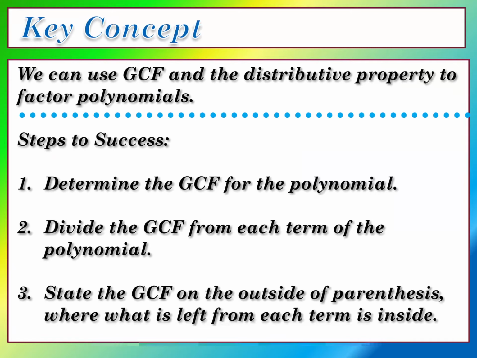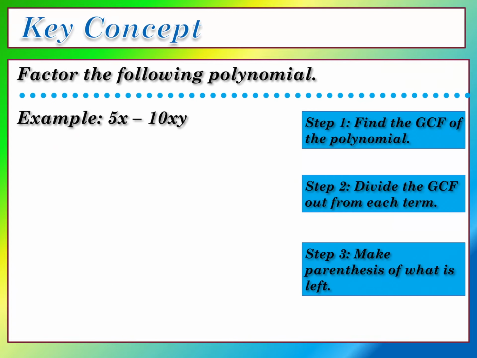Stating the GCF on the outside of the parentheses and then putting whatever is left inside makes it look like a distribution problem. And that's what a factoring answer should look like. A factoring answer should always look like a distribution problem. So let's take a look at some examples and see what all of this means.